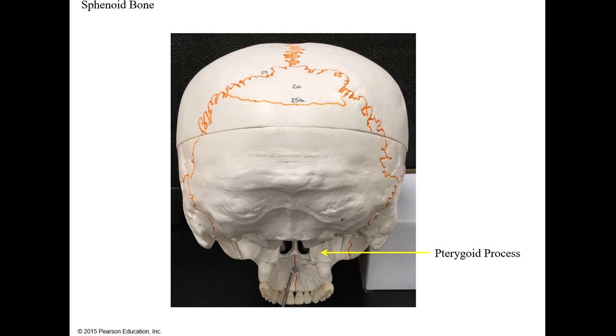So the downward projection we can see from the posterior view on the underside. This piece of bone coming down right here and right here are the pterygoid processes, and then you'll see there's two plates. This is the medial plate of the left pterygoid. Here's the lateral plate of the right pterygoid.